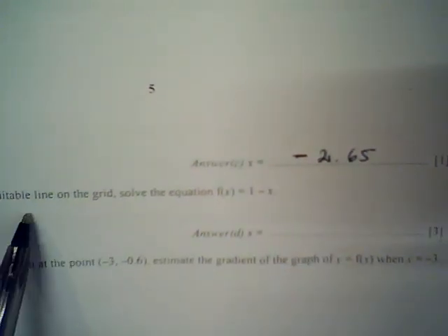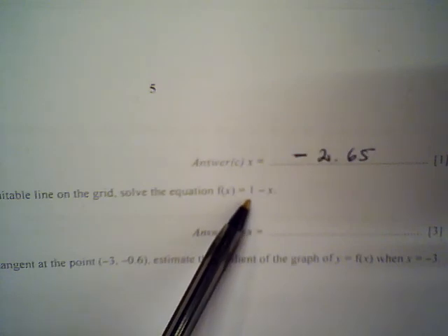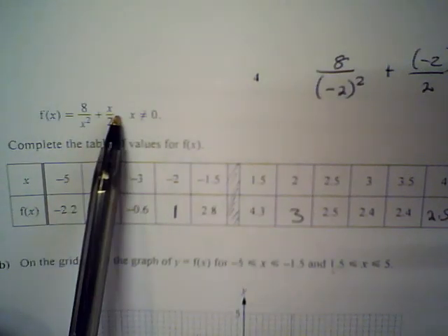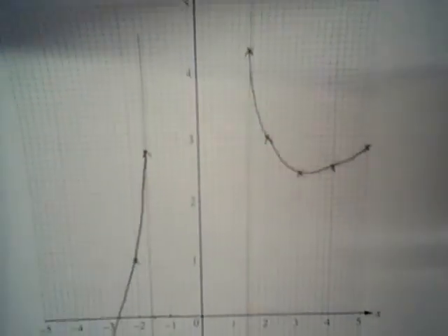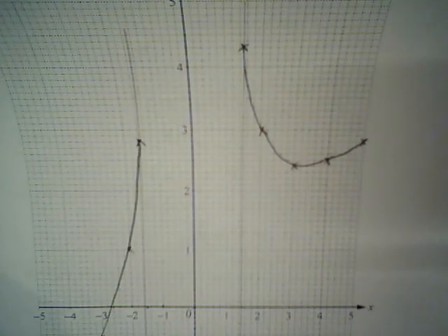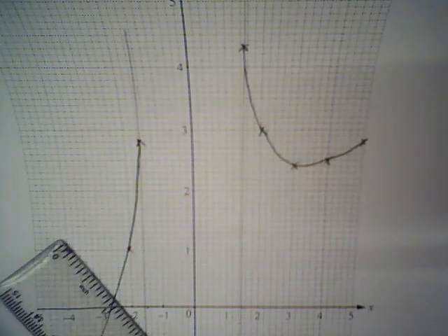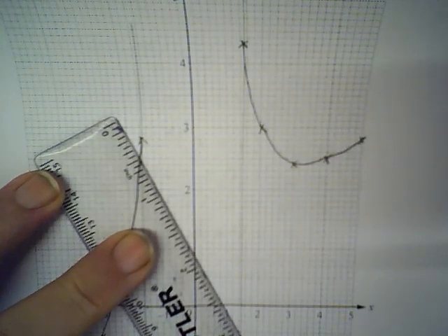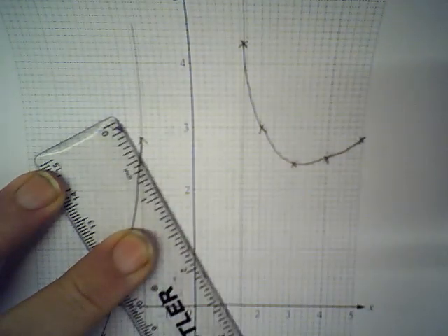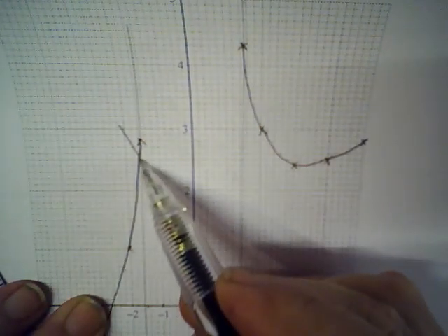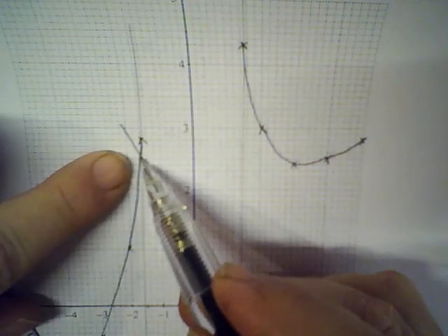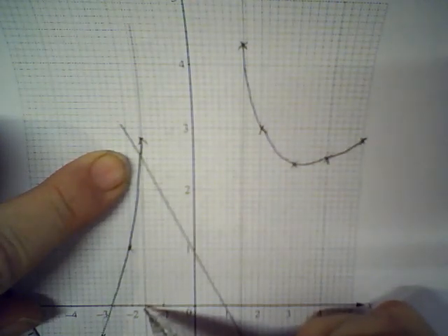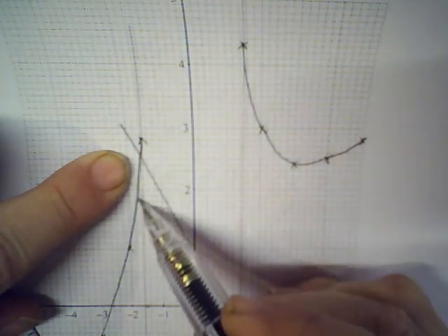Good. Question D. By drawing a suitable line on the grid, solve the equation where f(x) is equal to a straight line, 1 minus x. Okay, so my graph f(x) that I've drawn there, and I need to draw the line y equals negative x plus 1. I know it is a straight line passing through those 2 points at 1 and 1, because it's a negative gradient. So there you go, that's my graph. And the solution would be where the 2 lines intersect. So I get, let's quickly just go down there.